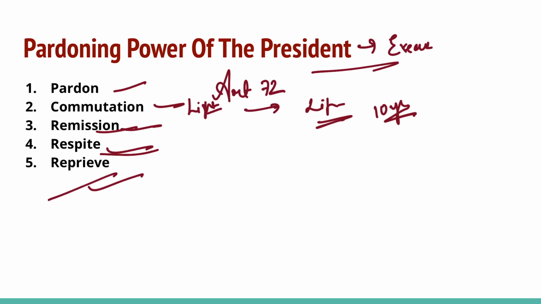Reprieve implies a stay of execution of a sentence, especially that of death, for a temporary period, and the purpose is to enable the convict to have time to seek pardon or commutation from the President.